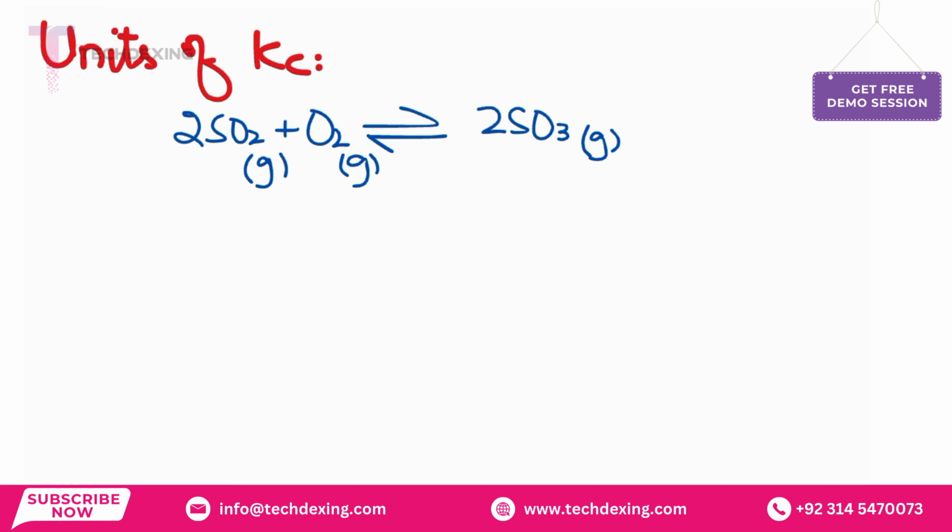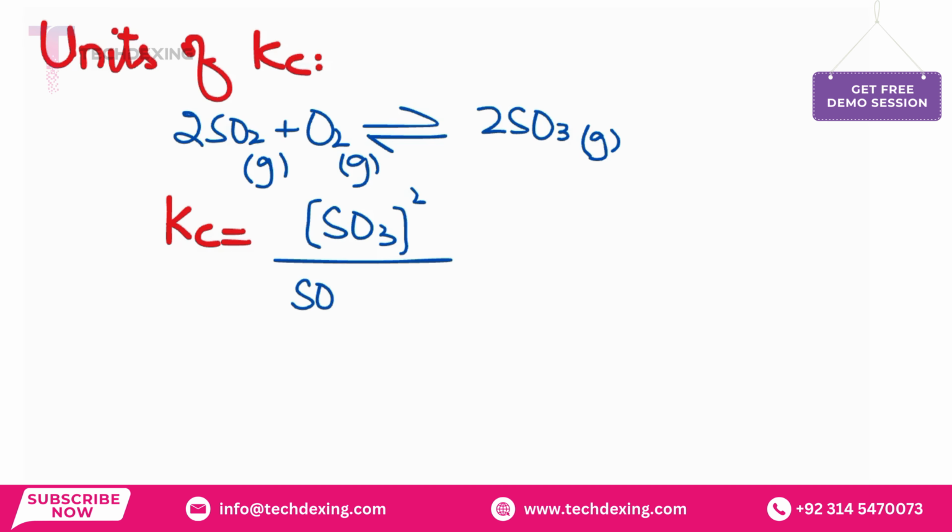first you should write down the Kc expression, right? Then you can write down the units for Kc. So Kc is equal to the concentration of SO3 raised to power 2, divided by the concentration of SO2 raised to power 2 and the concentration of O2, no power. Okay, can you tell me what is the unit for each concentration term?